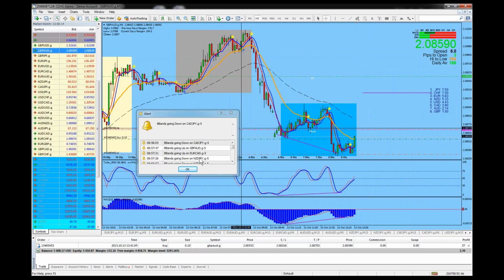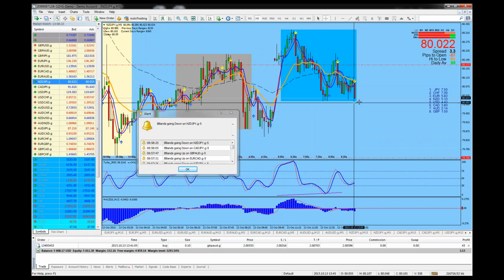We were just on another pair here. New Zealand yen is what we were looking at on the 5-minute chart. Am I correct? Okay, so we go back to New Zealand yen. I'm still waiting for this candle to close.